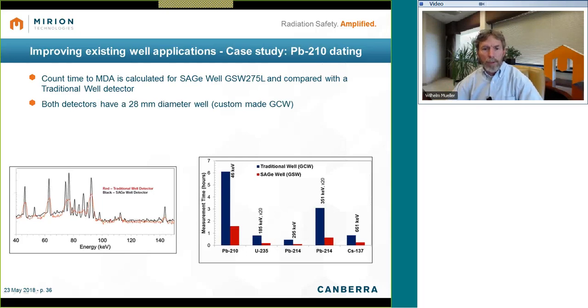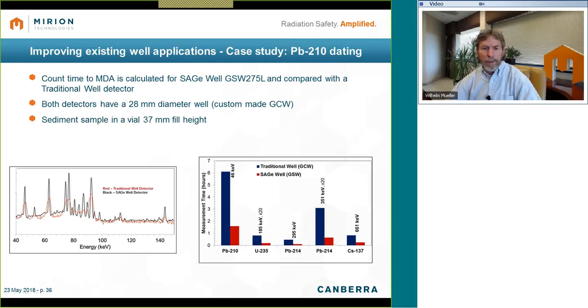Both detectors have a 28-millimeter diameter well. In the conventional well detector world, that would have been a custom-made detector. Now we have a standard model that has a 28-millimeter well, and I know many of you who are interested in using well detectors are very happy that that's now a standard size.